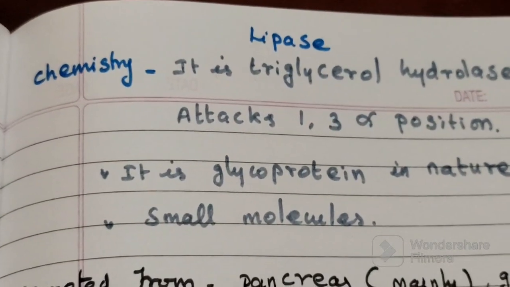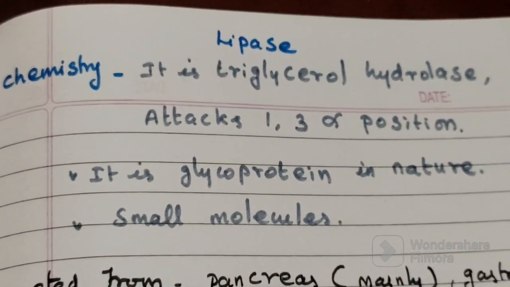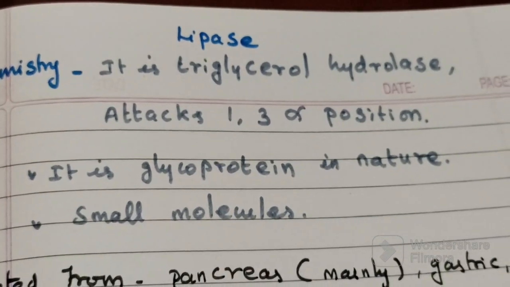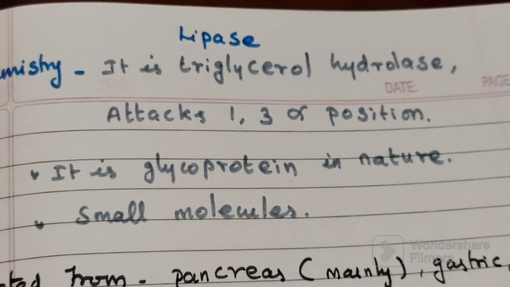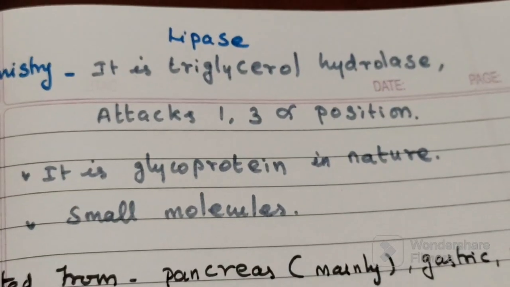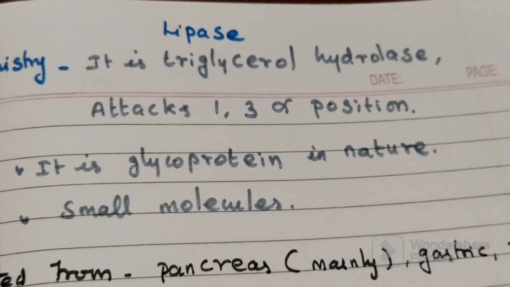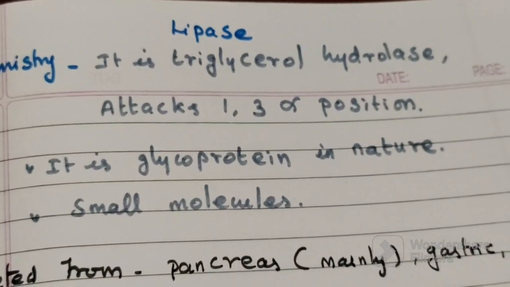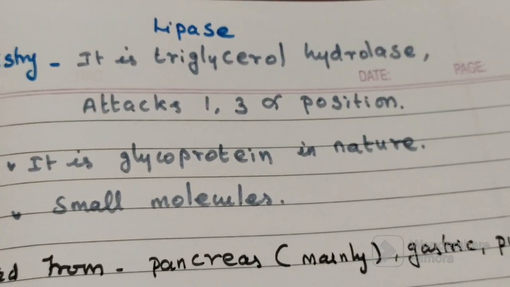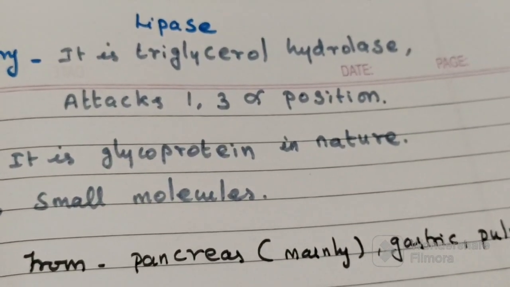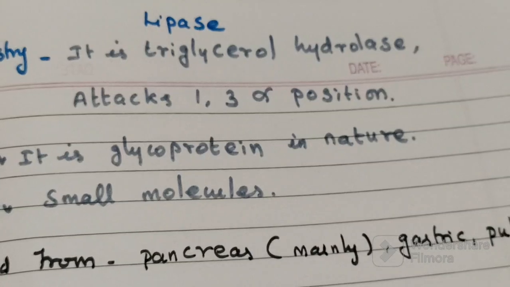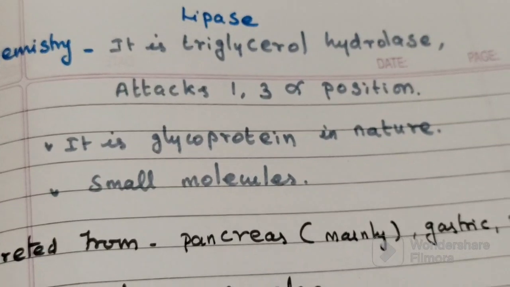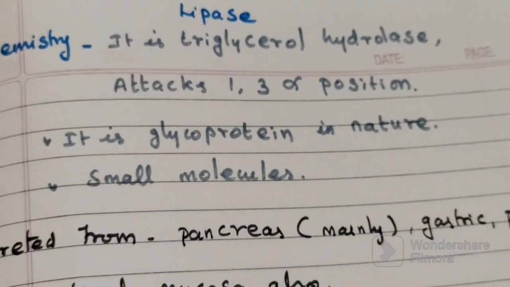Second one is lipase. What is the chemical nature of lipase? It is triacylglycerol hydrolase. It hydrolyzes TAG, triacylglycerol. It attacks the 1,3 alpha position of triacylglycerol. Lipase is a small molecule and it can be excreted by the kidney, so urine contains lipase. It is a glycoprotein in nature and a small molecule.